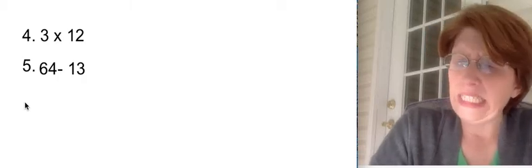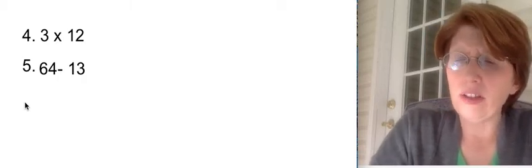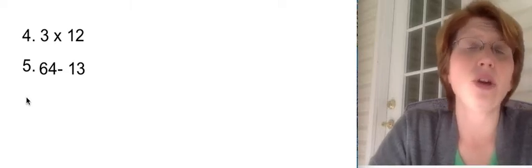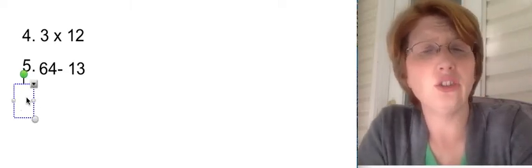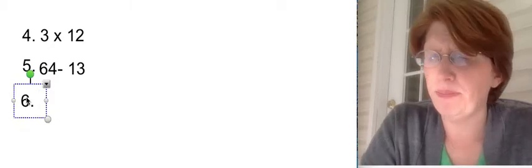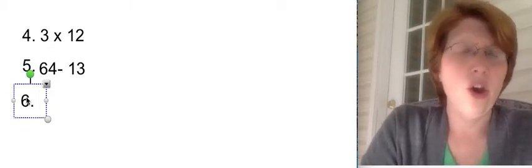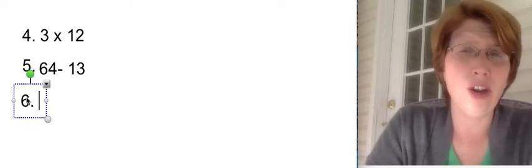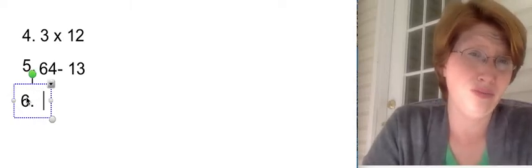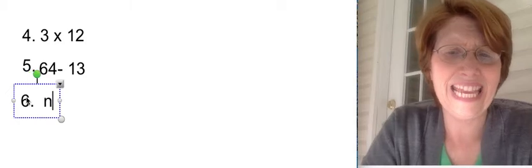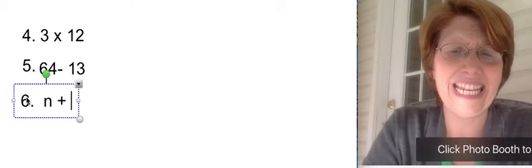Now, 6 through 11 says write a mathematical expression and use n for the unknown parts. So these are going to have unknown parts to them. The team scored 3 more runs in the 3rd inning. We know it's 3 more, but do we know that it's 3 more plus? We don't know. So we're going to say n plus 3.